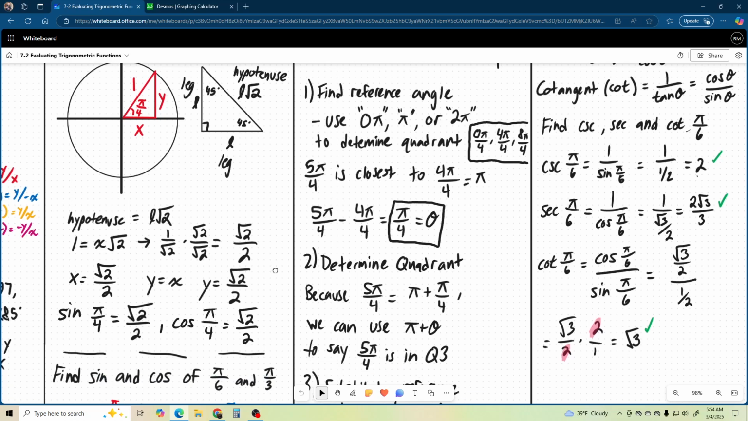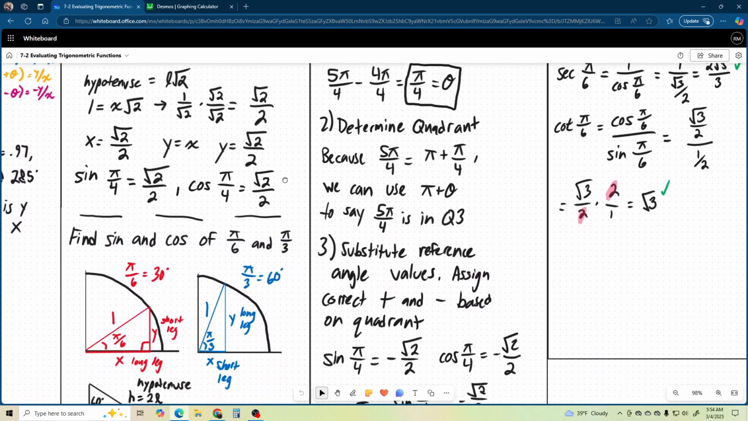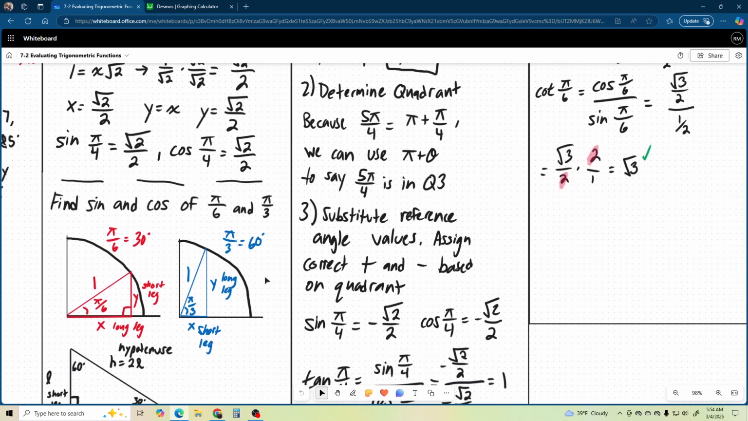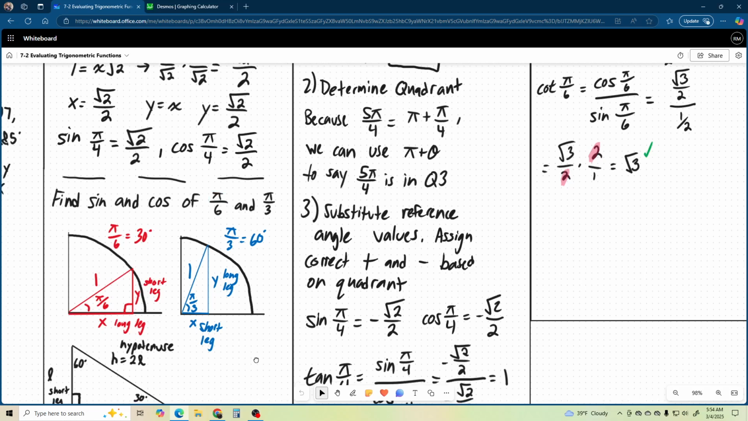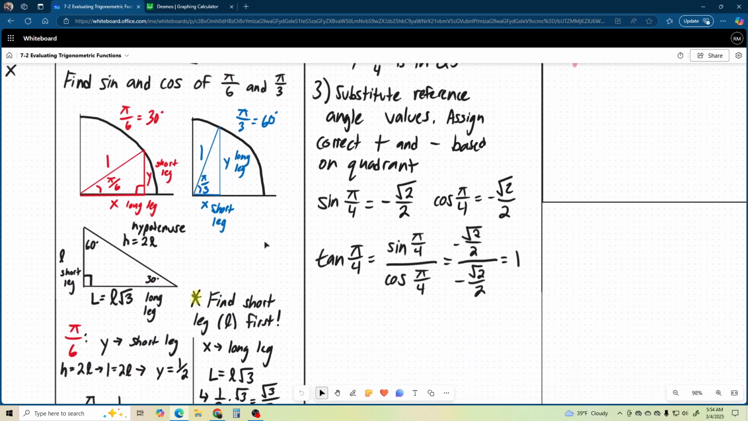All right, so let's go ahead and jump into pi over 6 and pi over 3, which are 30-degree and 60-degree angles. Now remember, you could always take pi, which is 180 degrees, and divide it by this number. So pi over 6 is going to be 30 degrees, and pi over 3 is going to be 60 degrees, right? You can just divide them. Now, let's quickly go into what a 30, 60, 90 triangle is.